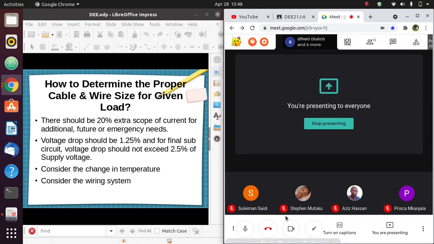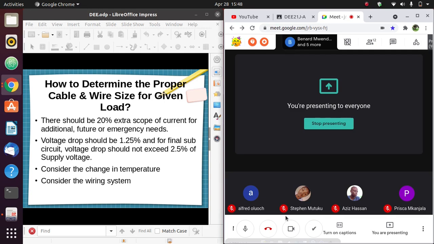Wiring system, there are very many different wiring systems. Kuna ile underground, kuna ile overhead. There are so many different factors to consider when you're choosing the size of a cable. Now, since it's not in our syllabus to do the calculations of determining the size of the cable, we won't do that. But it is good to know what to consider when you're selecting the size of the cable.